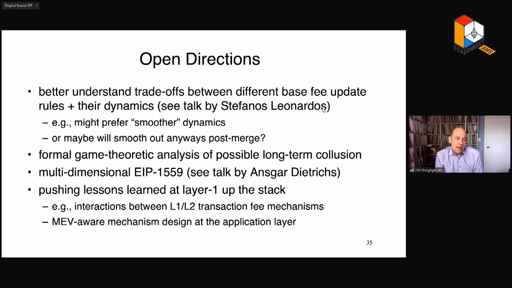Okay, so next open direction. This is something I talk about at length in my long public report about EIP 1559, which is understanding the prospects of long-term collusion by block producers. You might be worried about block producers keeping the base fee low over time by publishing smaller blocks periodically than they should. In my paper, I draw an analogy to sustaining collusion in the repeated prisoner's dilemma. But it's fairly anecdotal in my work, and it's really something which you should be able to have a formal game theoretic analysis around. And so I'd really love to see someone carry that out.